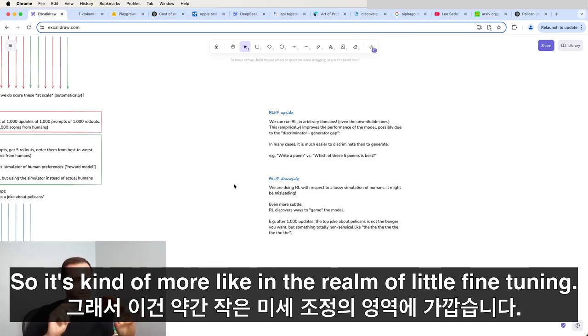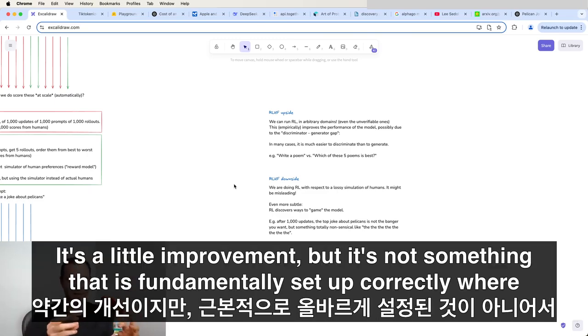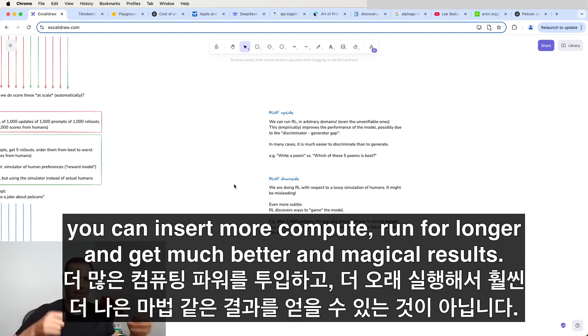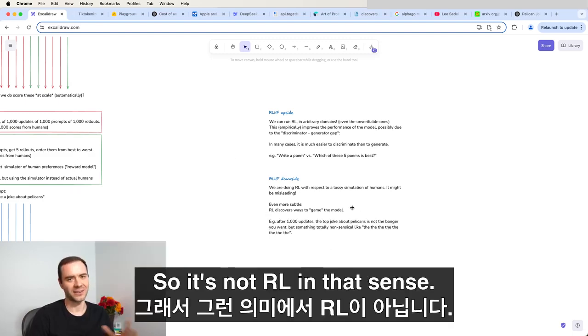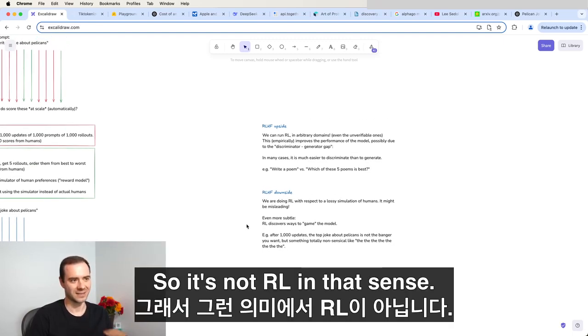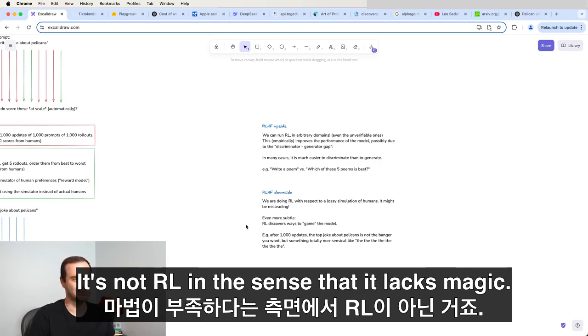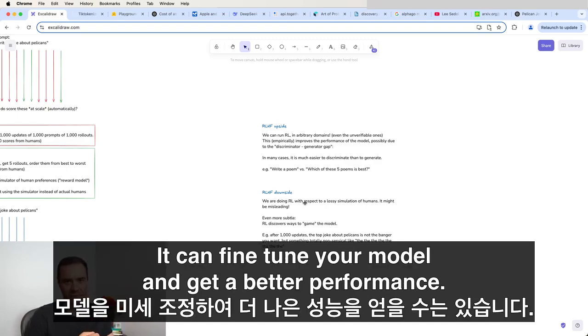It's a little improvement, but it's not something that is fundamentally set up correctly, where you can insert more compute, run for longer, and get much better and magical results. So it's not RL in that sense. It's not RL in the sense that it lacks magic. It can fine-tune your model and get a better performance.